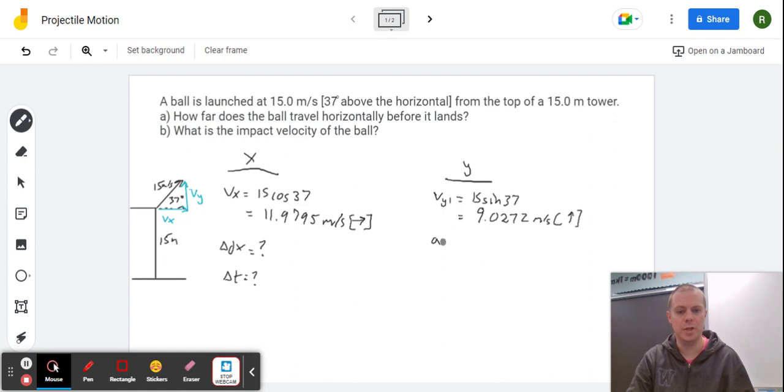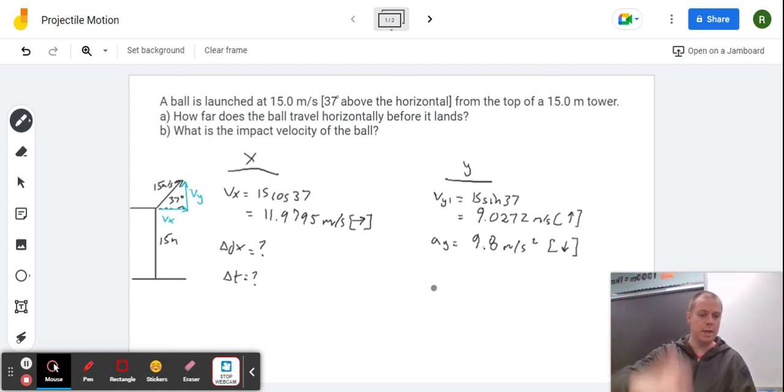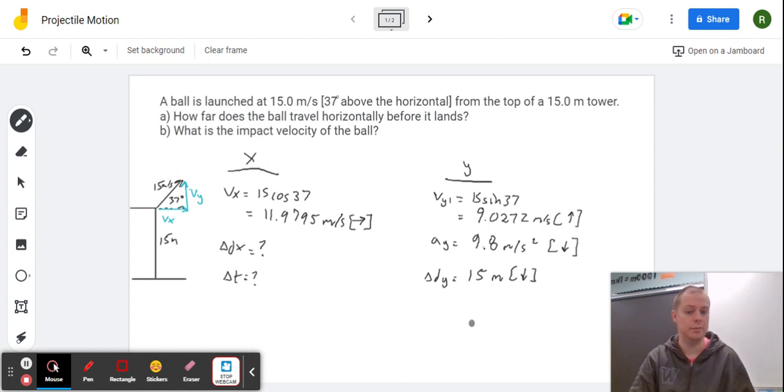Our object is accelerating. It's experiencing the acceleration due to gravity, so 9.8 meters per second squared down. And we know that it starts 15 meters up and it ends up on the ground. So our displacement in the y direction is going to be 15 meters down.